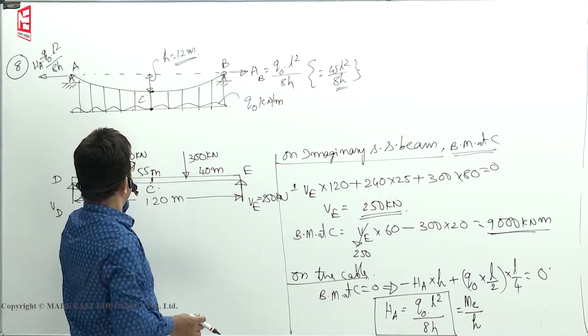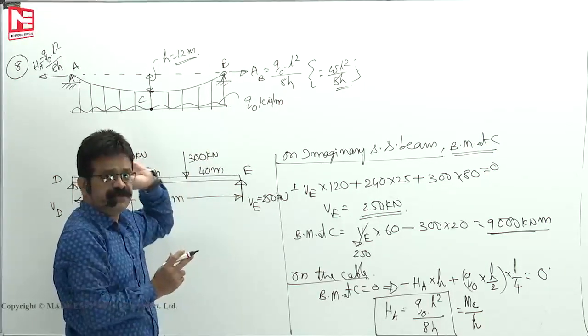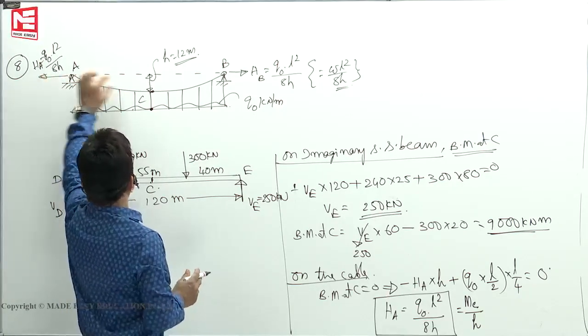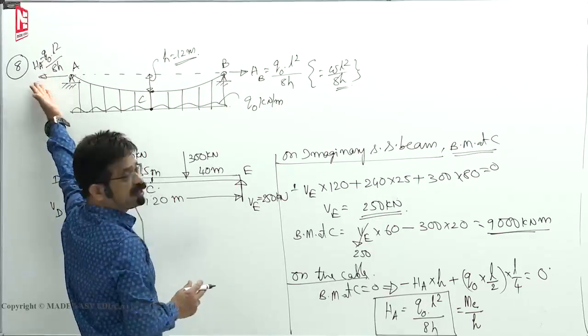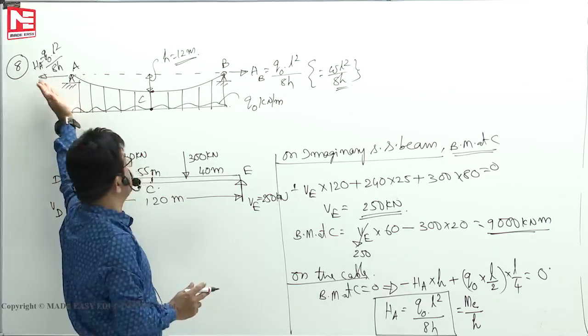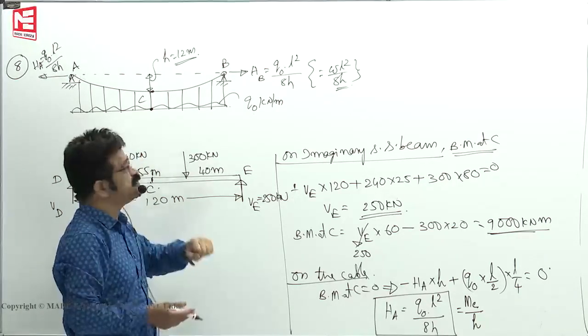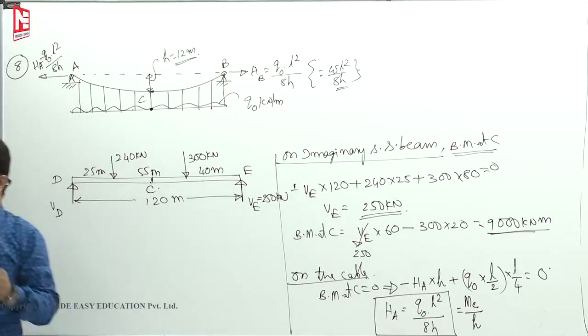Now Q into L square by 8 is the bend moment of a simply supported beam subjected to UDL. So WL square by 8, that formula we know, minus HA into H must be equal to 0. So bend moment we know already, that means H we can find. So once HA is known, Q only we don't know here in this case. So since H we know, Q0 we can find. Next.